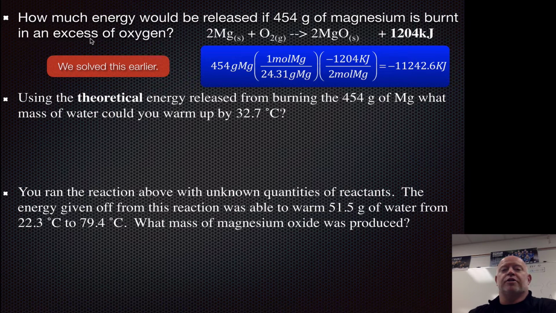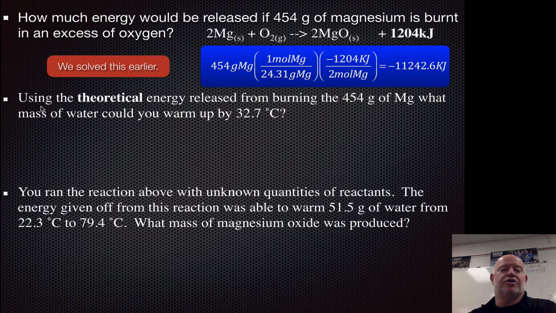All right. So here's our scenario. Now, we did this practice problem earlier in the unit. Not everybody got to it, but at one point in time we said we had 454 grams of magnesium and we burned it in an excess of oxygen. So we wanted to solve for the energy released. We knew that magnesium was an exothermic reaction that had 1204 kilojoules as the molar heat of reaction here. So this is information that we know already. Okay, this is information we're going to use now to answer two more questions. All right, we've solved that 454 grams of magnesium will produce 11,242 kilojoules of energy, and it will release it since it's negative.